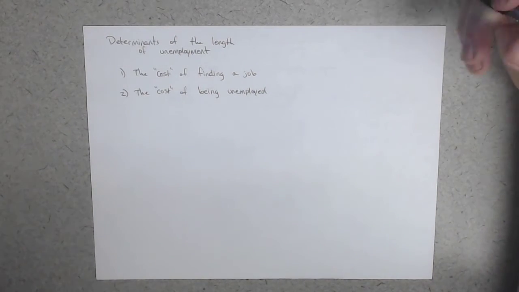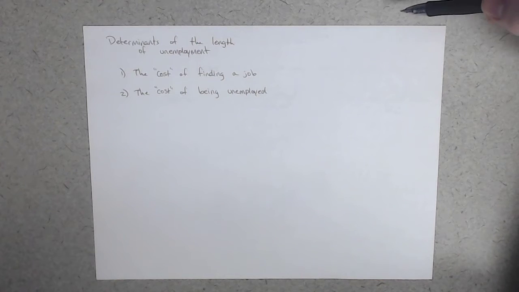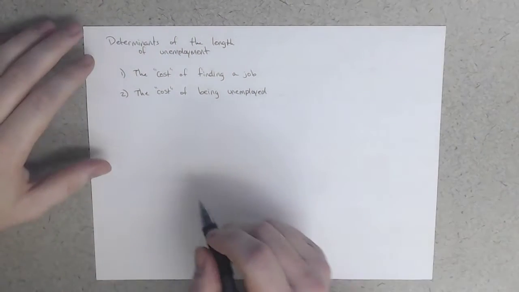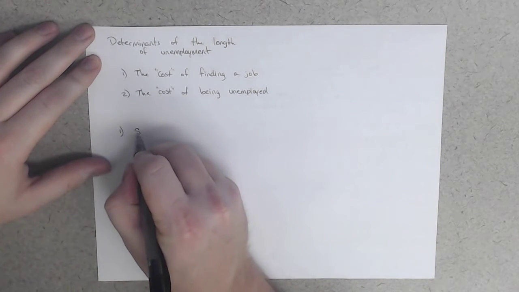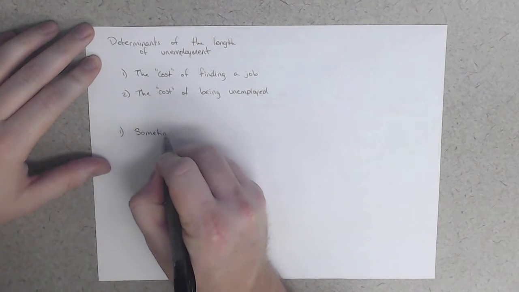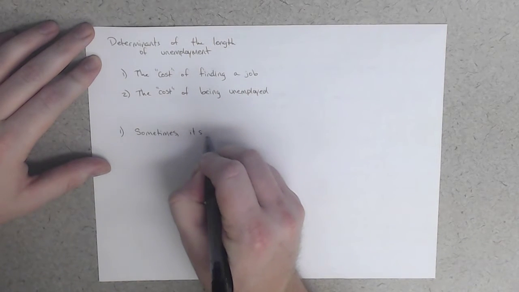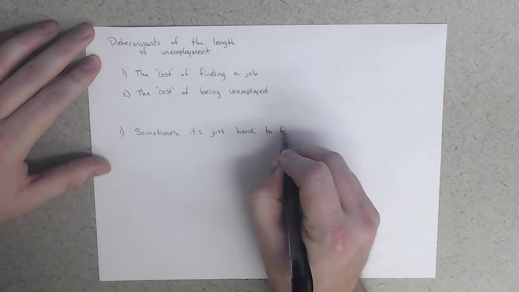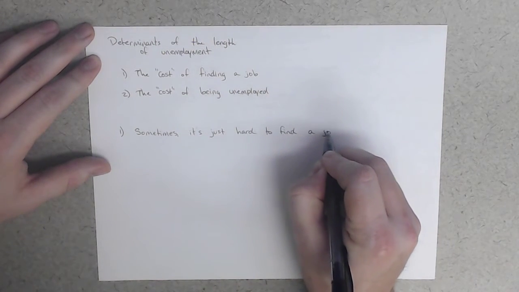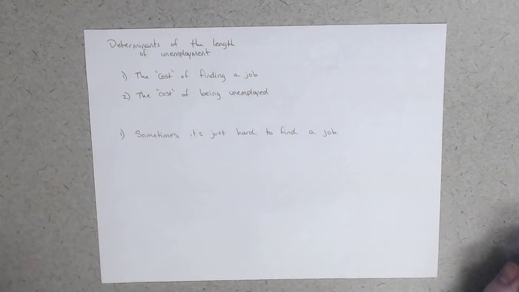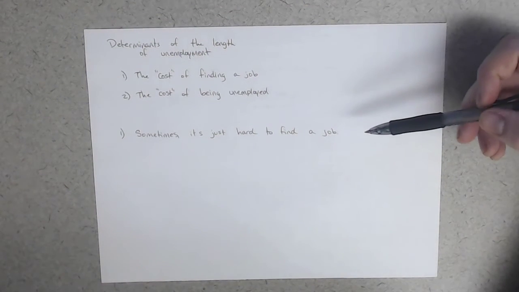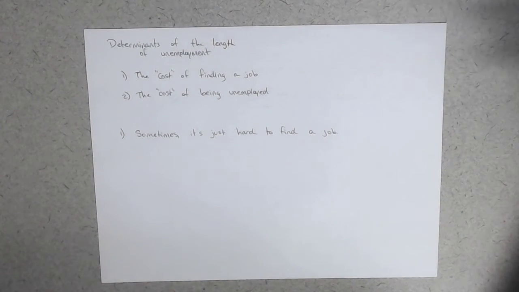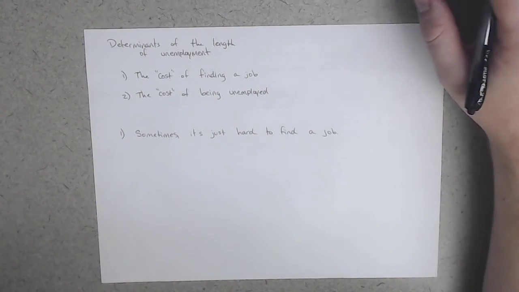Now, a lot of times, as I'm sure several of you know, it can be really hard to find a job, right? So for number one, sometimes it's just hard to find a job. Okay. And in fact, the 2010 Nobel Prize in Economics was awarded basically for saying exactly this, right? It's hard to find a job. Okay.